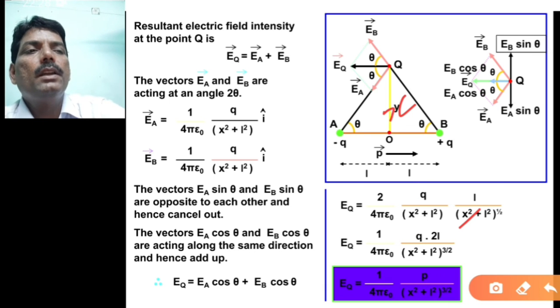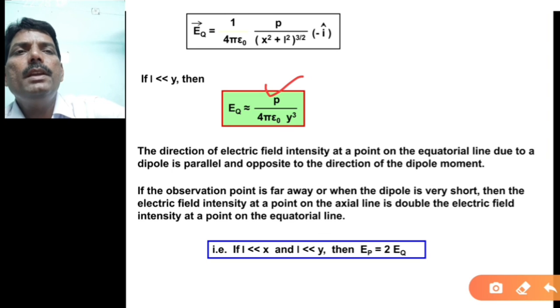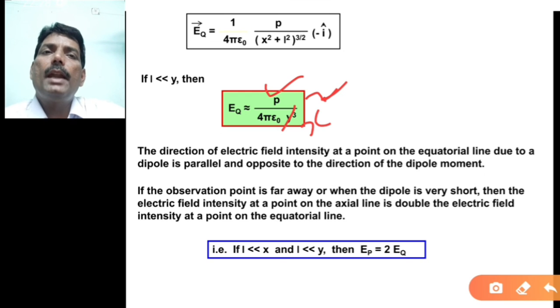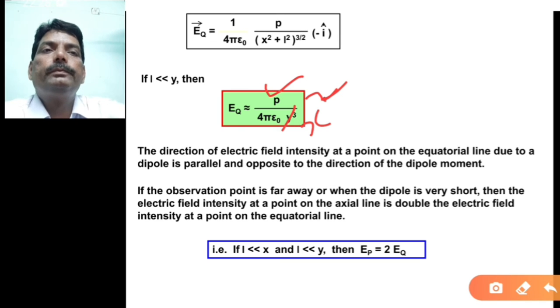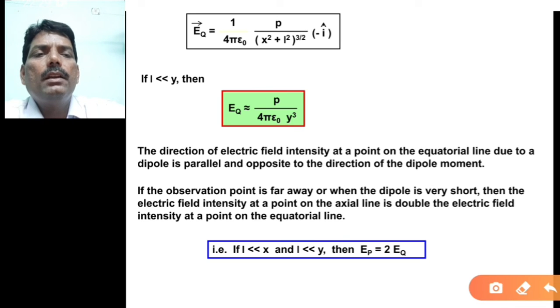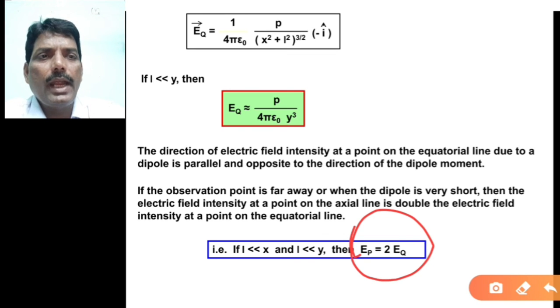In the final equation you got only p. Here it should be x, it should not be y square, it should be x square. So you can see that you got E_Q equal to 1 upon 4 pi epsilon naught p upon x cube, and in case of the axial line you got E_P equal to twice p upon 4 pi epsilon naught x cube. So these are the resultant relations between the electric field intensity at the equatorial line and axial line.